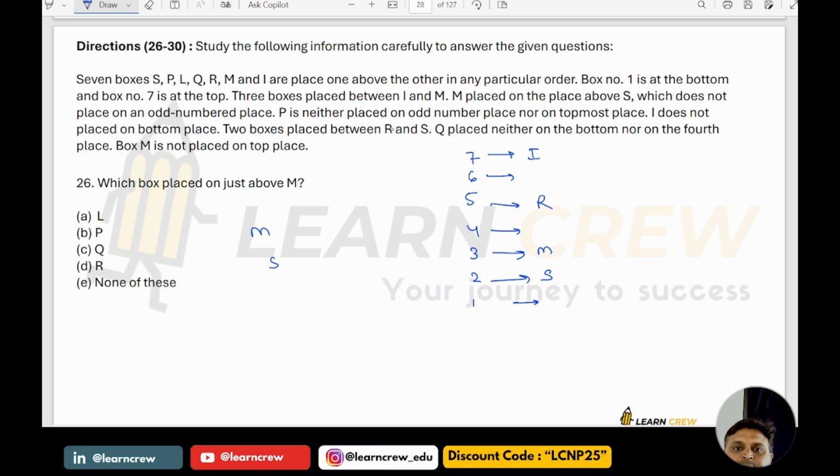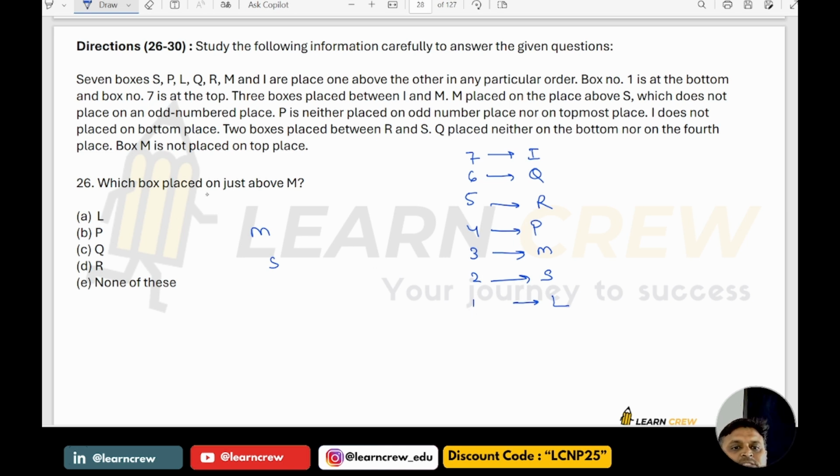And P is neither placed on an odd numbered place nor on top. P is already not in an odd number, so P would be either 4 or 6. I is not in the bottom place. Q is placed neither on the bottom nor on the 4th. So Q is placed in 6th and thereby P would be in the 4th, and the only one that is left is L. L is here.